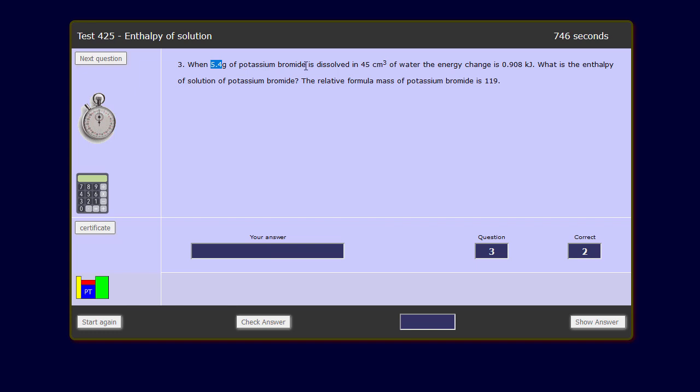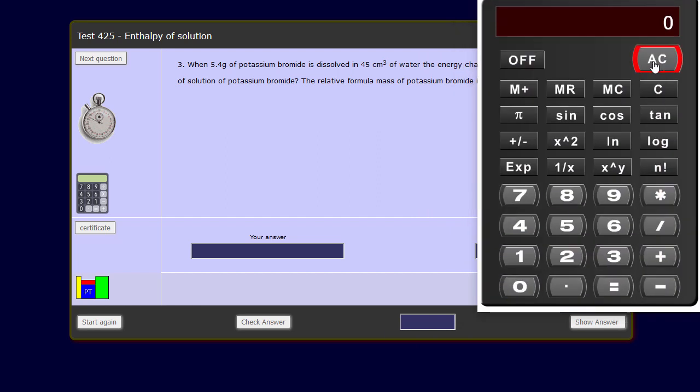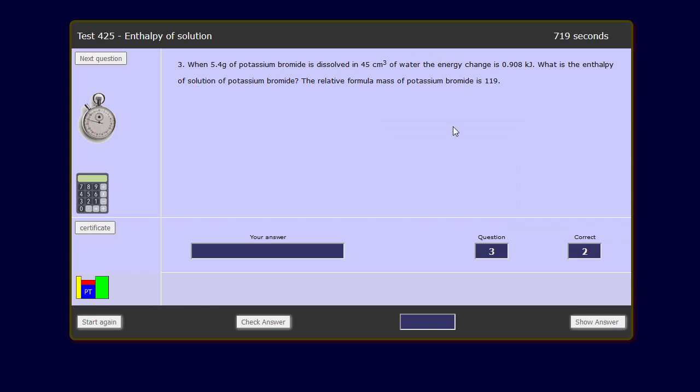5.4 grams of potassium bromide. Right, we've got the relative mass there, 119. Let's do first things first. Let's work out the number of moles of potassium bromide. So it's 5.4 divided by 119. So there's our number of moles, and let's put this in the memory. We've got the number of moles there of potassium bromide. Here's the energy change, and we've got the number of moles, so we can find the total energy.